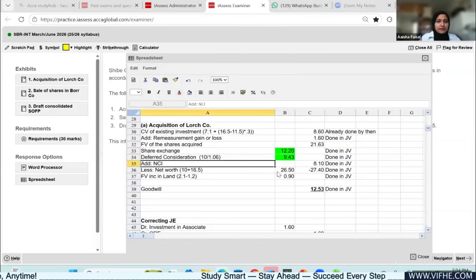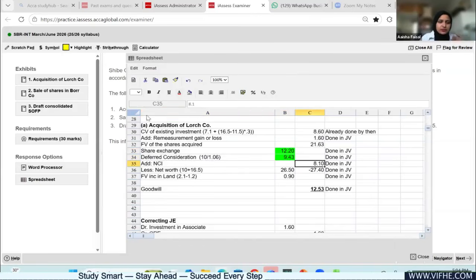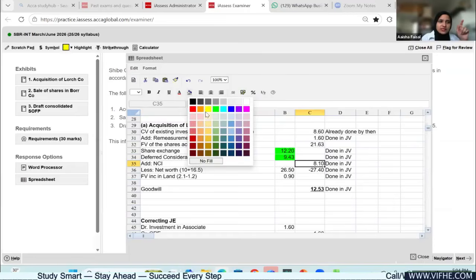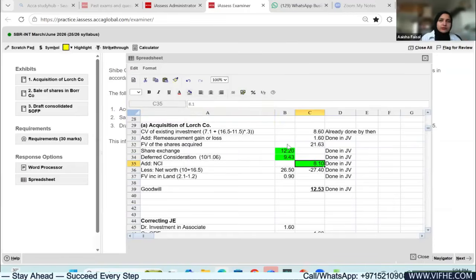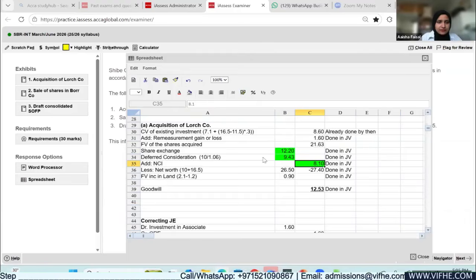Okay. Then when you were reading, I think the NCI was a ready-made figure. It was written and then you just put it in place. So when you identified this was NCI and you know nothing has happened as a subsidiary accounting, go and add the 8.1 to the NCI directly in the pre-populated. Okay. Next.